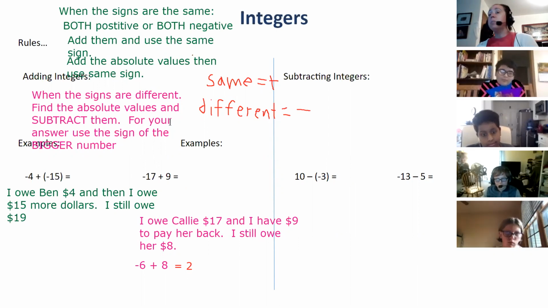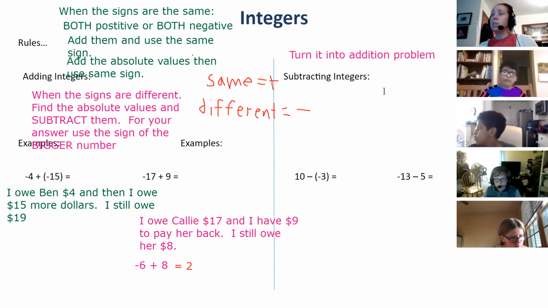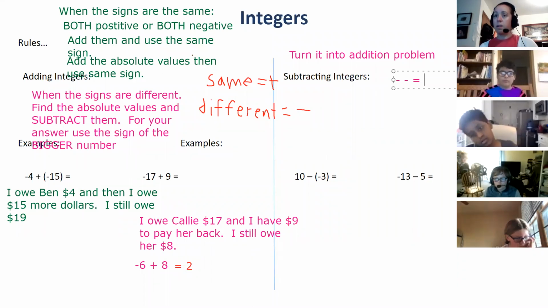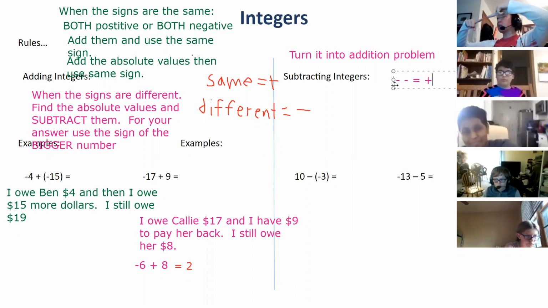Now subtracting. Let's talk subtracting for a second. Subtracting, all we're going to do is turn it into addition. That's all we're going to do. And there's 2 ways to do that. When you see a negative and a negative together, negative plus a negative, what does that equal? Or a negative and a negative right next to each other like this. What does that equal?